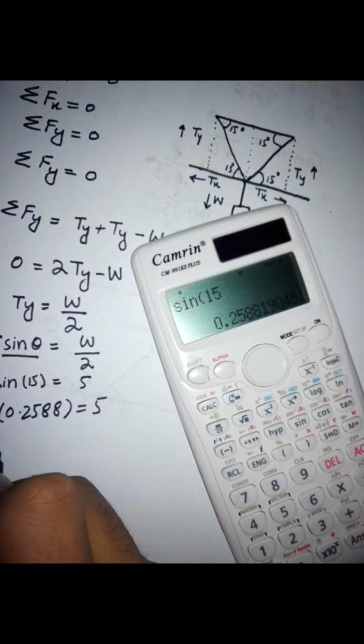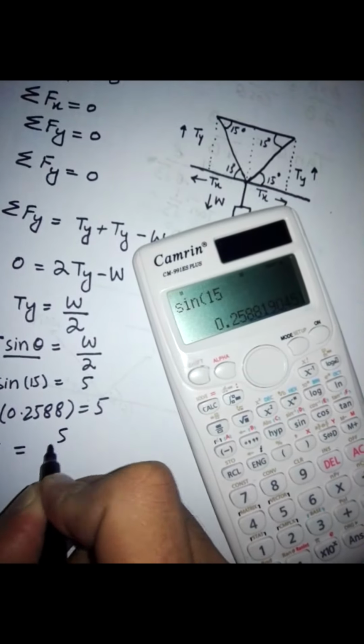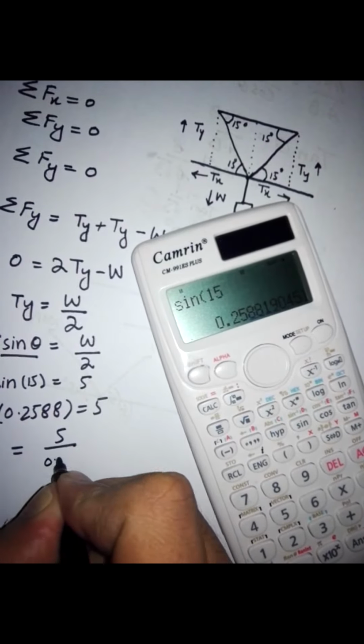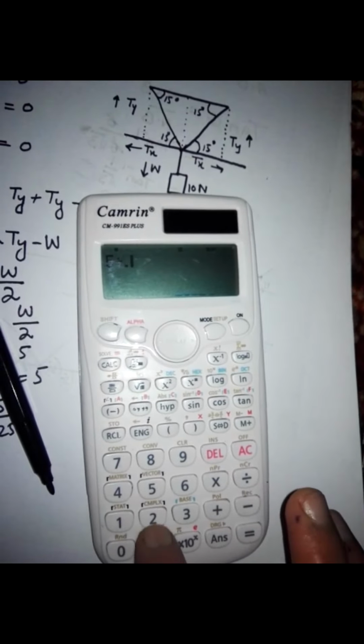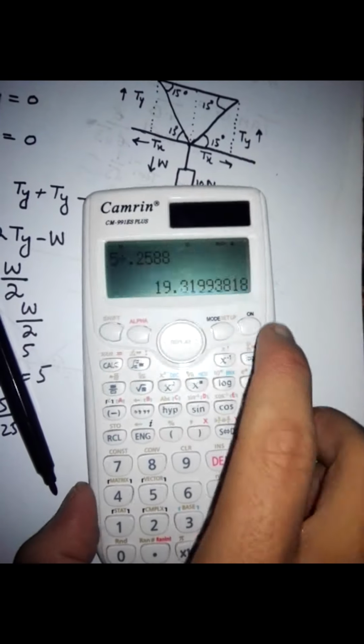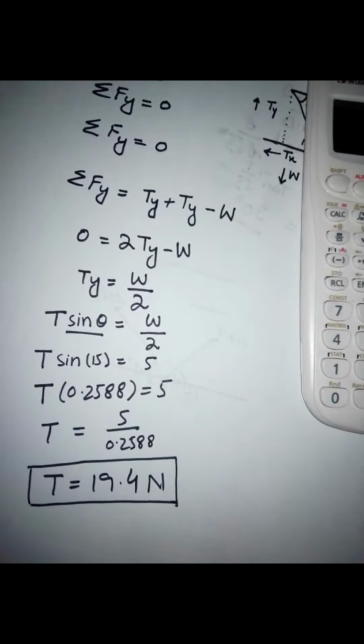Dividing both sides, so T will be equal to 5 divided by 0.2588. So 5 divided by 0.2588 will give you 19.4. So tension is equal to 19.4 Newton. This is your answer. I hope it helps.